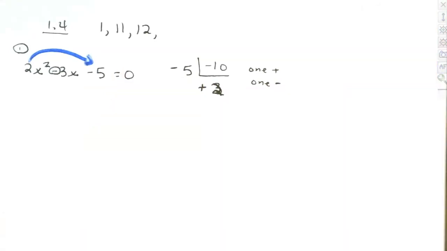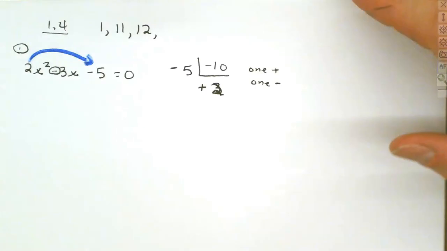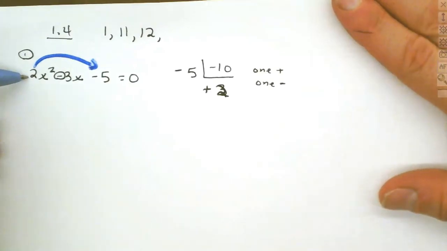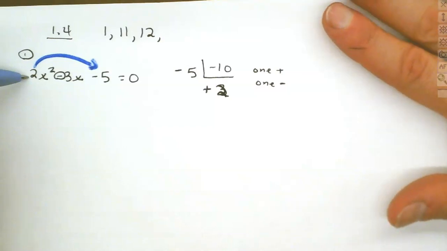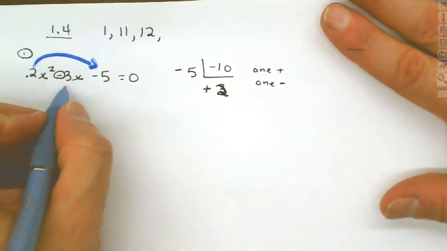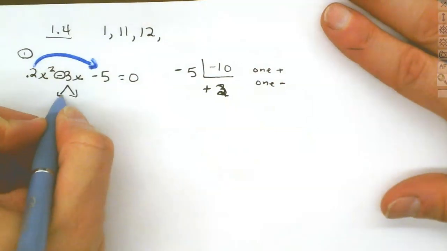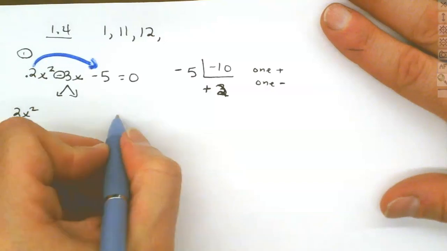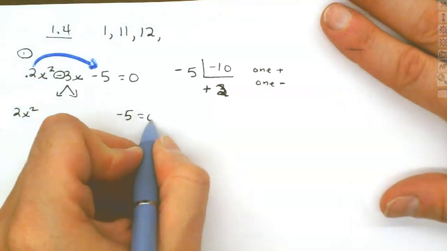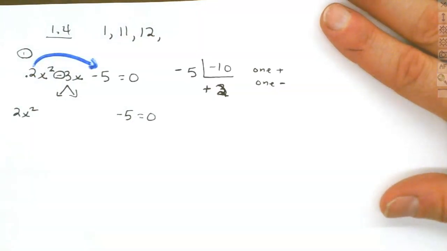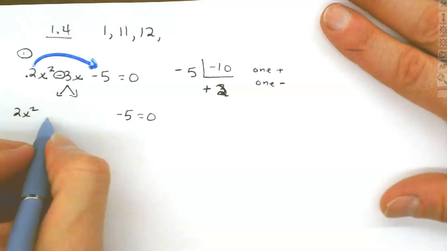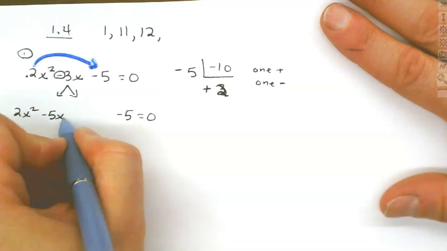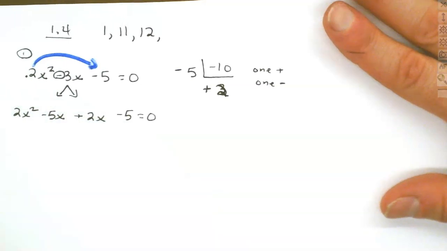Can we just jump to our factors? No, because of the 2 in front, right? If it was just x squared, we could jump to our answer. But we can't do that because of the 2, so we have to split it up. So we take that 3x and we split it up. So we have a 2x squared, and we have a minus 5 that stays there on the end. And then in the middle we have a minus 5x and a positive 2x there.